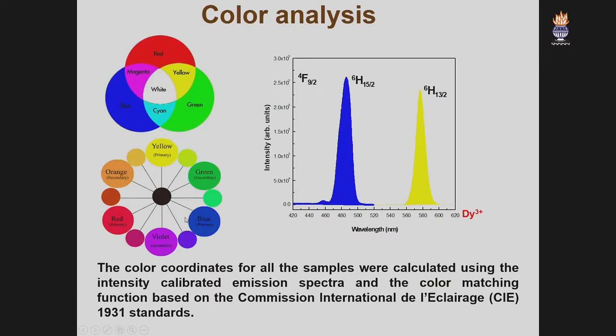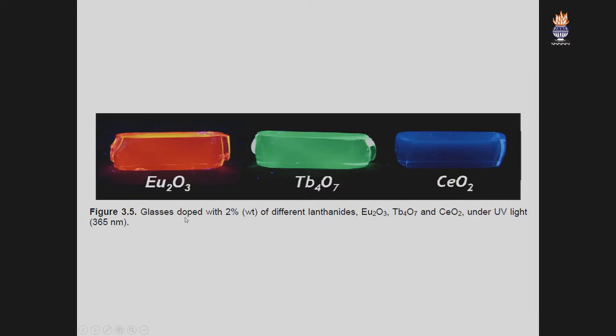We can also do the color analysis by using the CIE diagram. The color coordinates for all the samples can be calculated by using the intensity calibrated emission spectra and the color matching function based on the CIE diagram. So here I have shown what happens if you introduce rare earth oxides, europium, different lanthanides; here you can see at UV light, we can see the different colors.